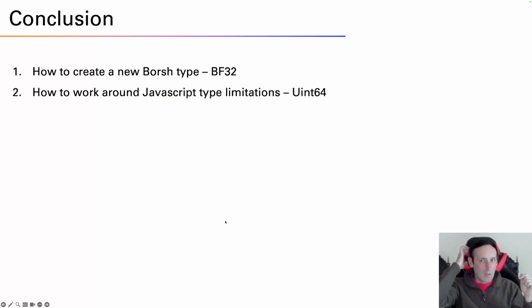All right, so in conclusion, we got to the end of the video. We've covered how to create a new Borsh type, which is the floating point 32, the so-called BF32, which did not exist in the default standard Borsh package. And we also looked at the workaround for JavaScript limitations.